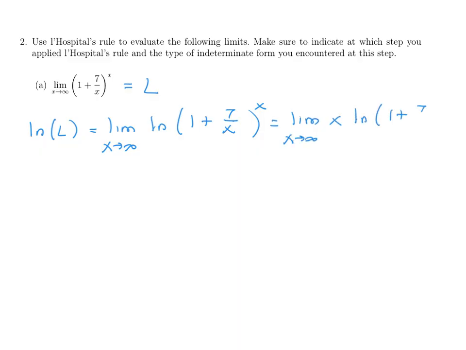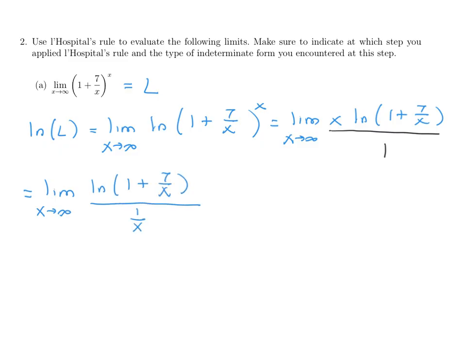Okay, if you want to use L'Hopital's rule, you have to have a fraction, and so the trick here is to divide by 1, and we can move this x into the denominator if we write it as 1 over x. That is, this becomes the limit as x goes to infinity of the natural log of 1 plus 7 over x divided by 1 over x. I know this works because if you divide by a fraction, you multiply by its reciprocal, and that would put the x back in the top.